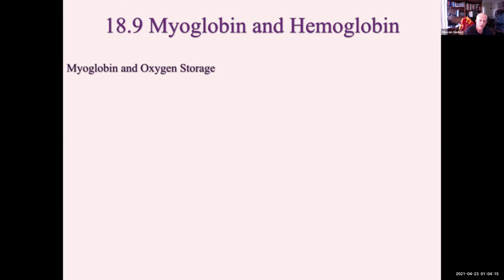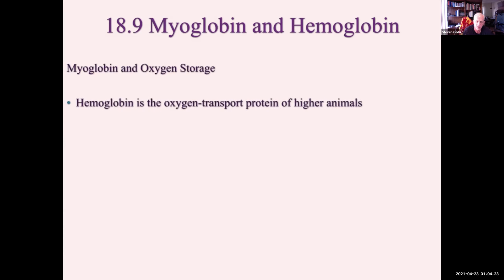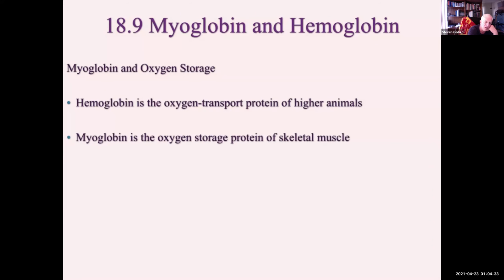Myoglobin and hemoglobin. Myoglobin is the same, it stores oxygen just like hemoglobin does. It binds to oxygen. Hemoglobin is the oxygen transport protein of higher animals. It binds in our red blood cells and transports oxygen throughout our body. Myoglobin is the oxygen storage in the skeletal muscles.